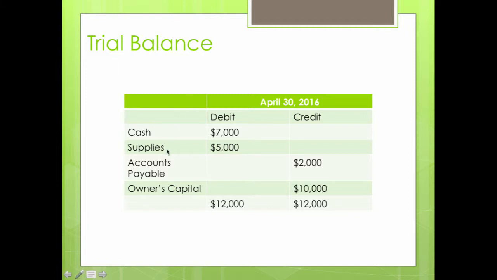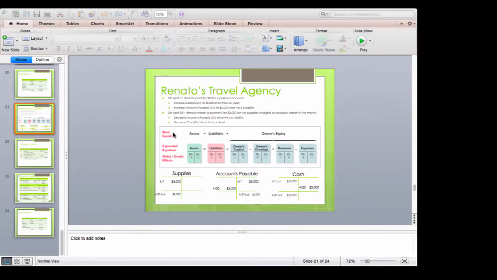We have cash, supplies, and accounts payable. And remember that when the debits are greater than the credits, then you have a debit balance and you put it on the debit side. And when your credits exceed the debits, then you have a credit balance and you put it on the credit side. In this case, our cash balance was $7,000.